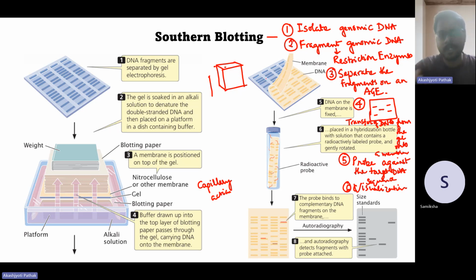There are electroblots that we will see in Western blotting. In Western blotting, you apply a current so that the protein can move upward. I will discuss that when I talk about Western blotting. So here, this probe cannot directly enter the gel. That is not possible.